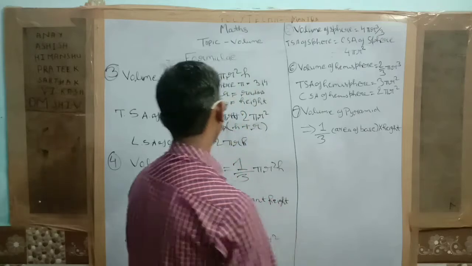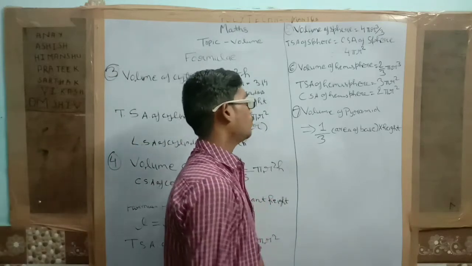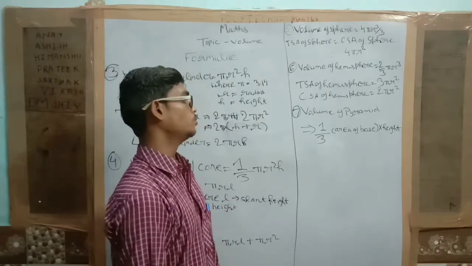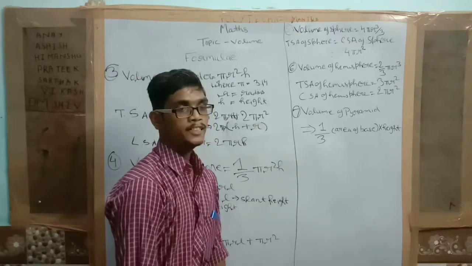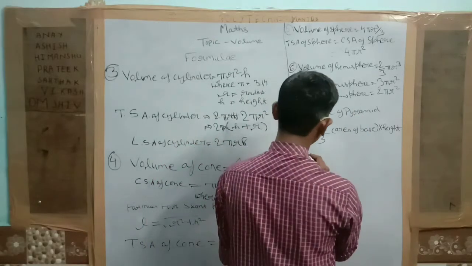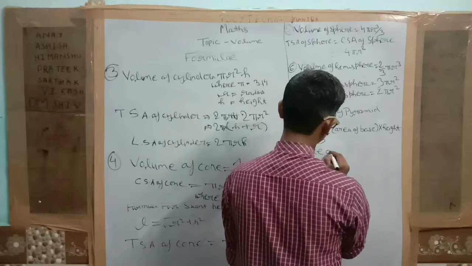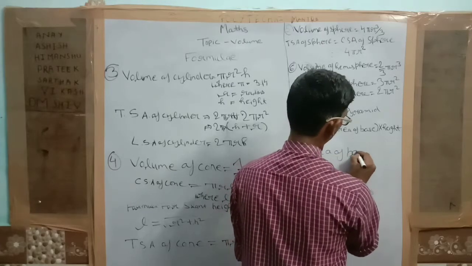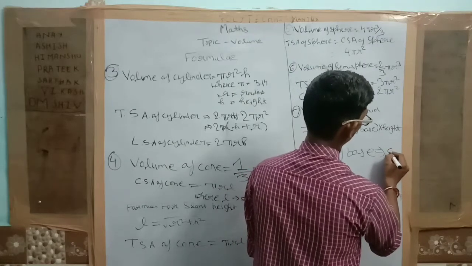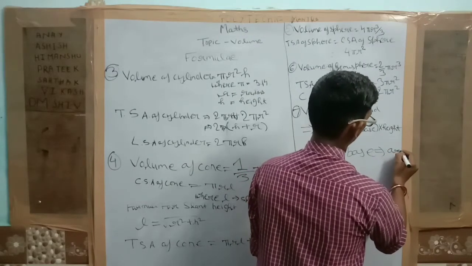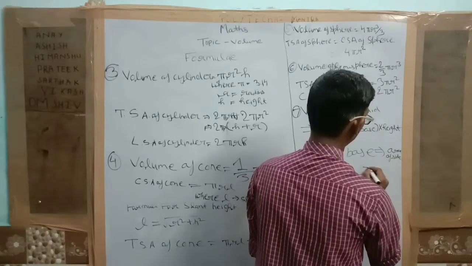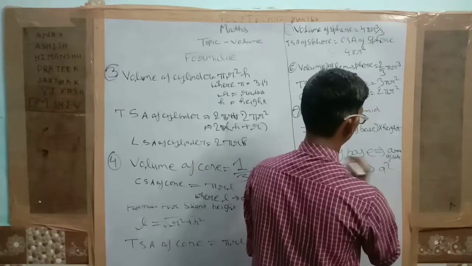And last we have to find volume of pyramid. So we can use the formula for finding volume, 1 by 3 area of base into height, where area of base means area of the side, that is A square.